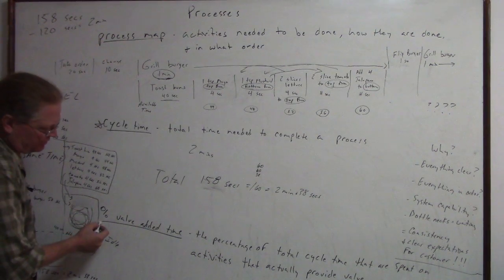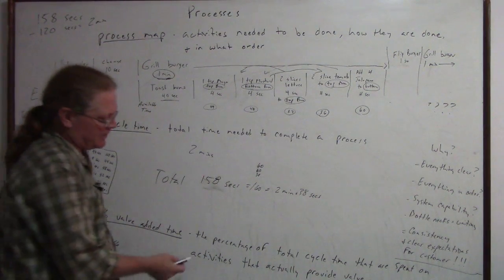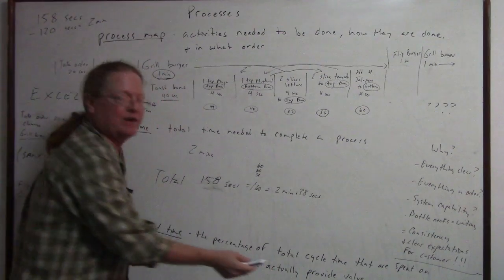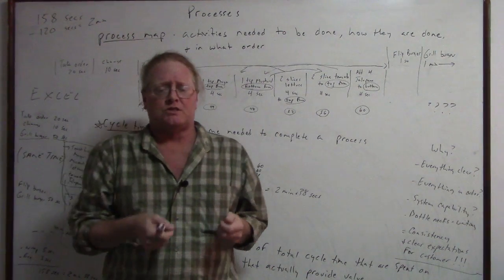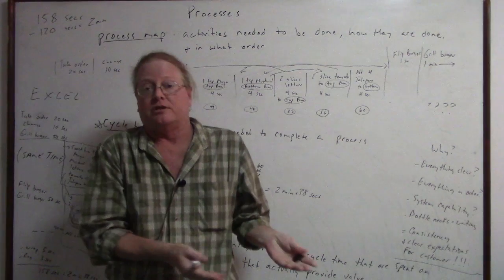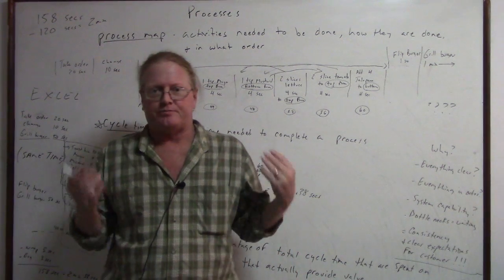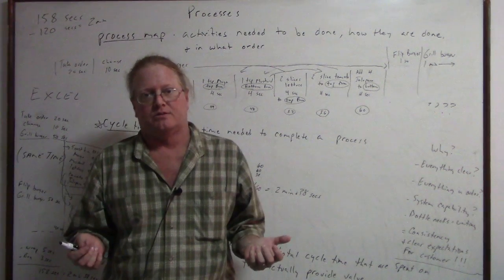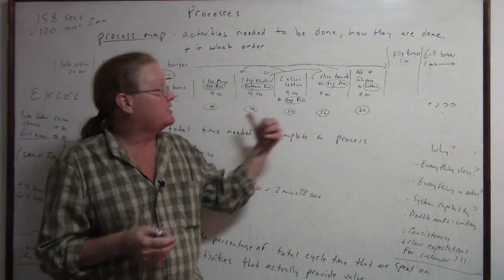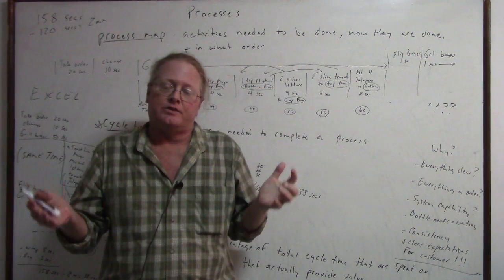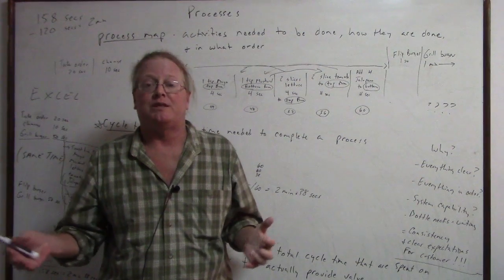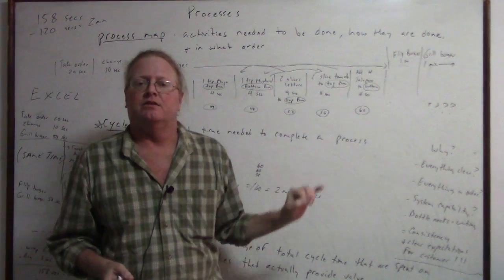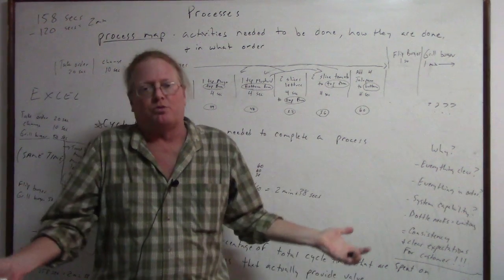Now we have the concept of the percentage value added time: the percentage of the total cycle time that is spent on activities that actually provide value. Well, while the person is cooking the burger, they're doing something of value. They're cooking the burger patty, right? But then they're putting all the toppings on there, and then they're waiting. So there's some time there. By studying all of this, we determine that there's time that the employee could be doing something else. And at the same time, the burger's holding up the party, man. The burger's holding up the party.